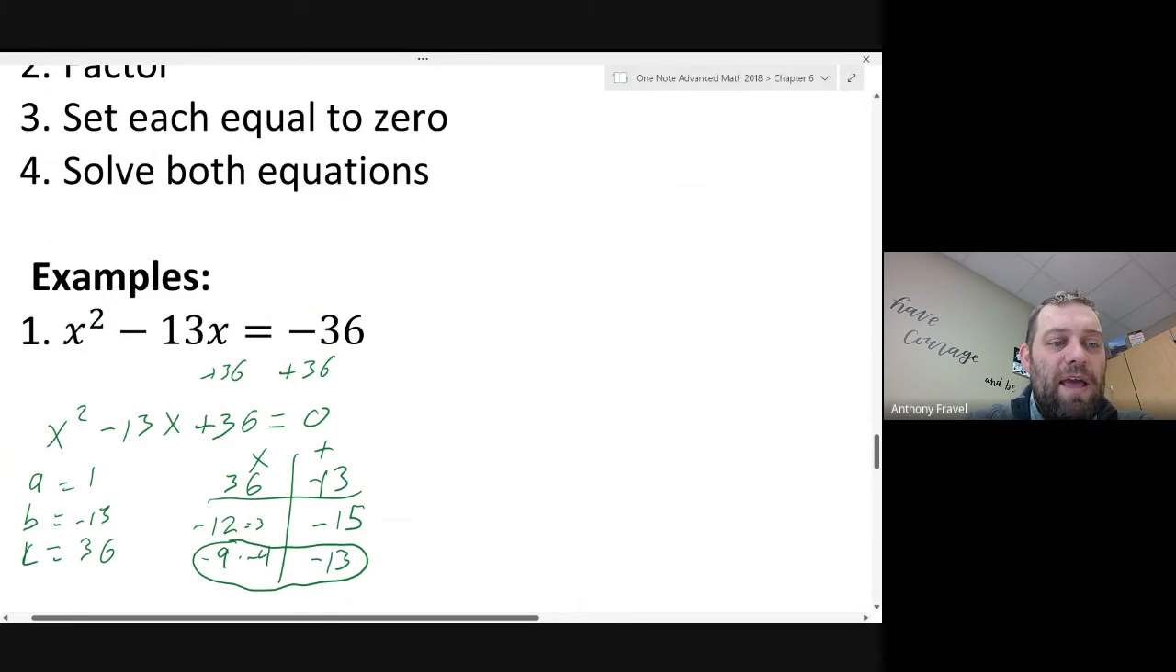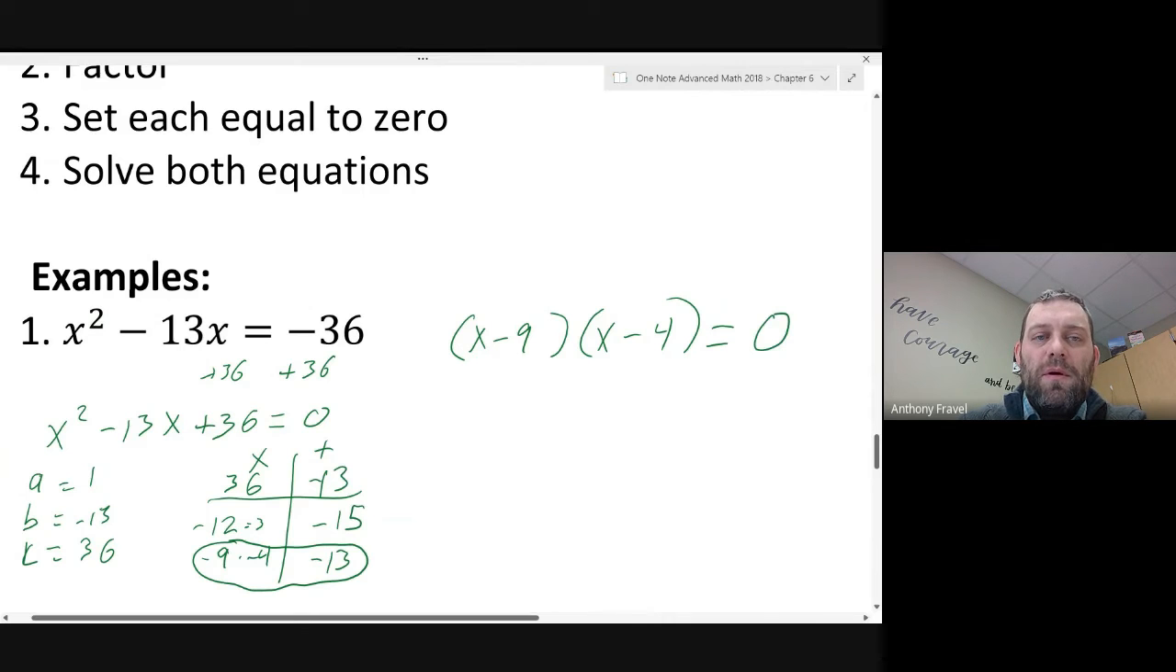Okay, because my A value is a 1, I can just plug them in right away without having to do the extra steps. If you do the extra steps, it will still work out. But I've got x minus 9 and then x minus 4 equals 0. And now here's where I'm going to set both of them equal to 0 and then solve it.